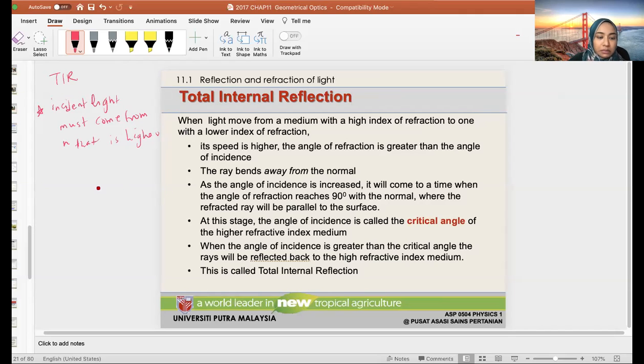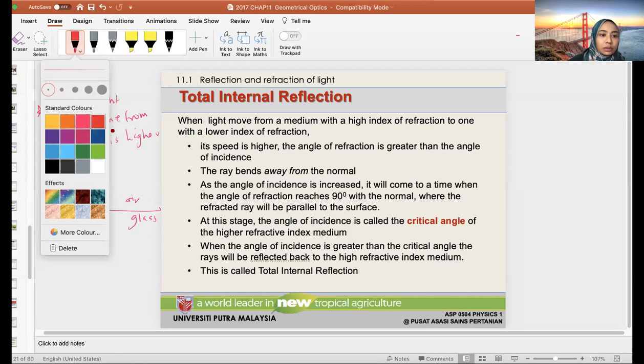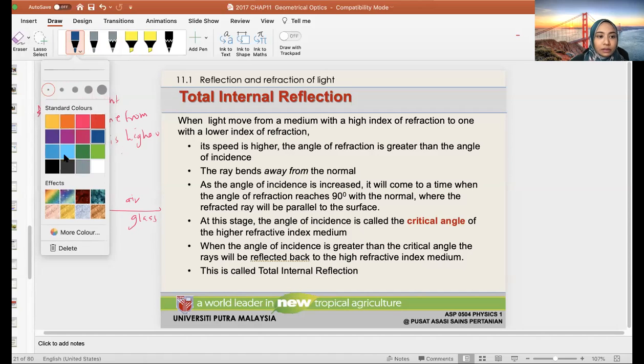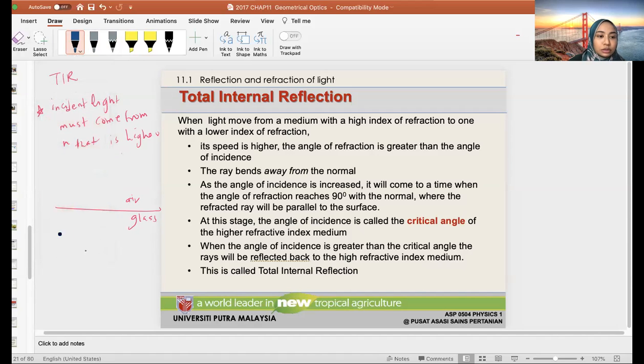What that means is that if I have air and glass, if my light comes from air, I will not have total internal reflection. What I have is reflection and refraction. I will get that. If my incident light is from glass, where the n is higher than air, right? I can get the total internal reflection.